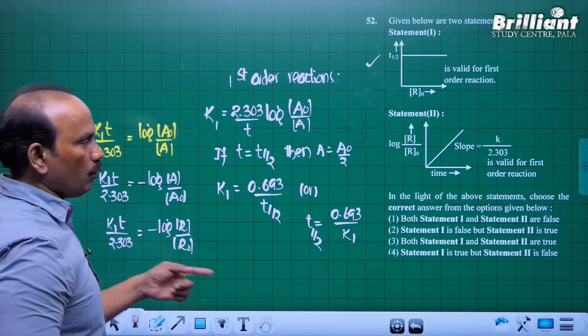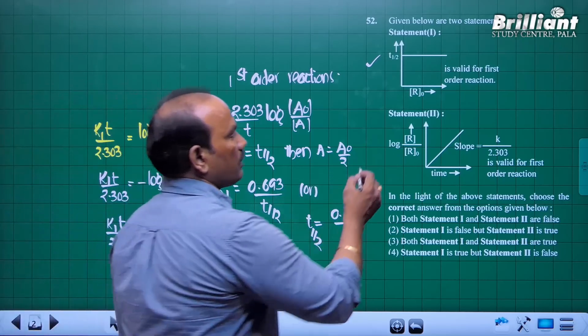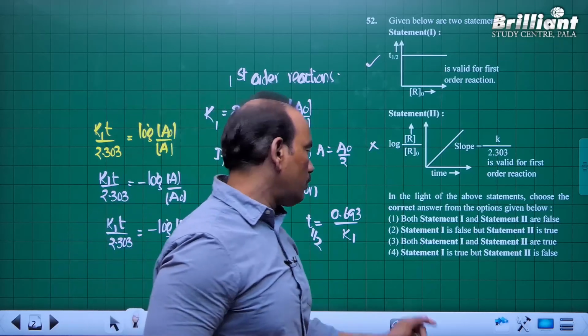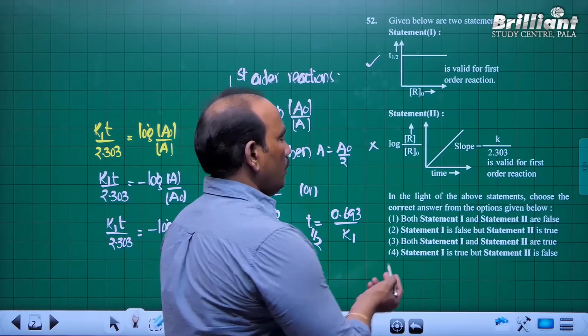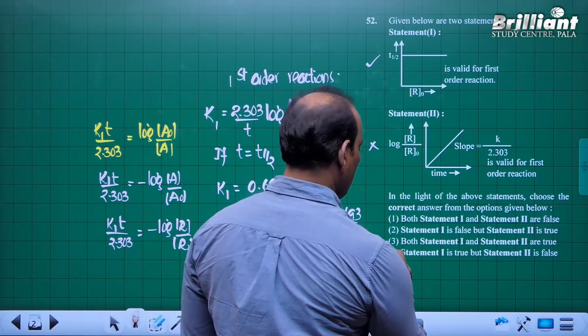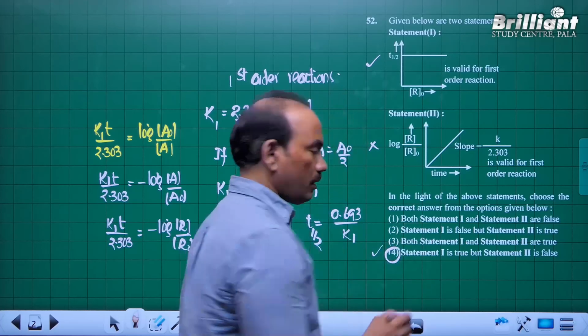This is a negative slope. This is a positive slope. That's why this is the wrong one. Clear? So, what is the option? Statement 1 is correct. This is the option. Okay?